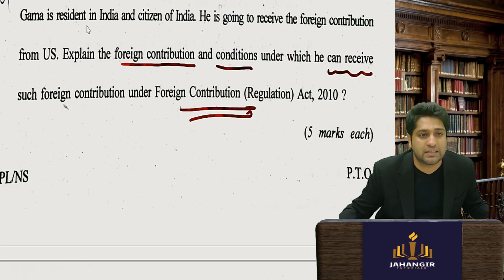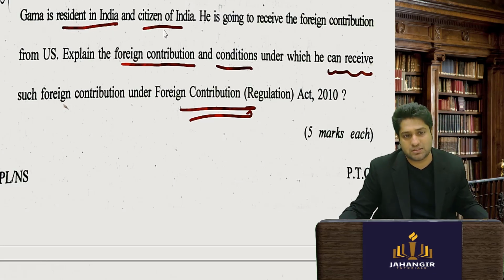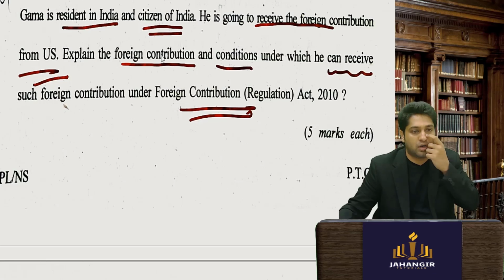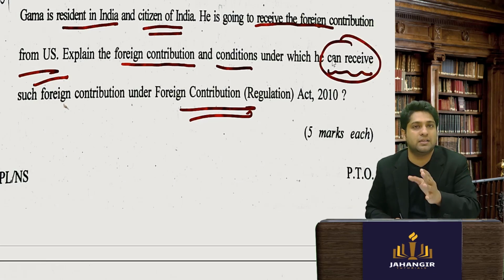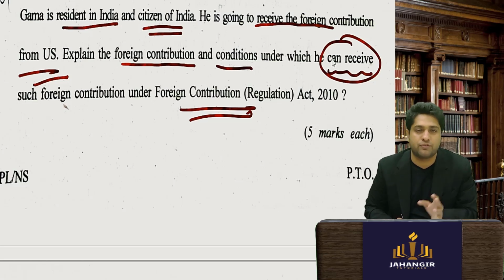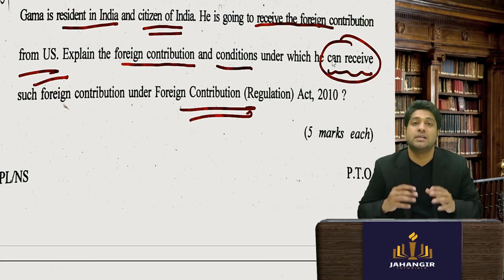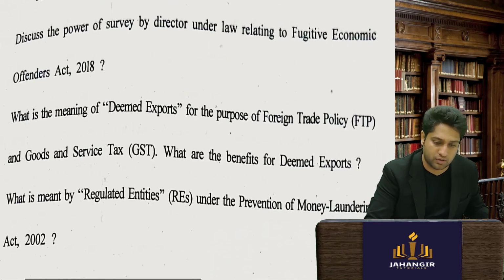So Gama is a resident in India and a citizen of India. He is going to receive foreign contribution from the US. So explain the foreign contribution condition. So again, he can receive it, he has to file the particular FC form for receiving it. If he is going to receive on a regular basis, then he can get a license under the act also to regularly receive foreign contribution.